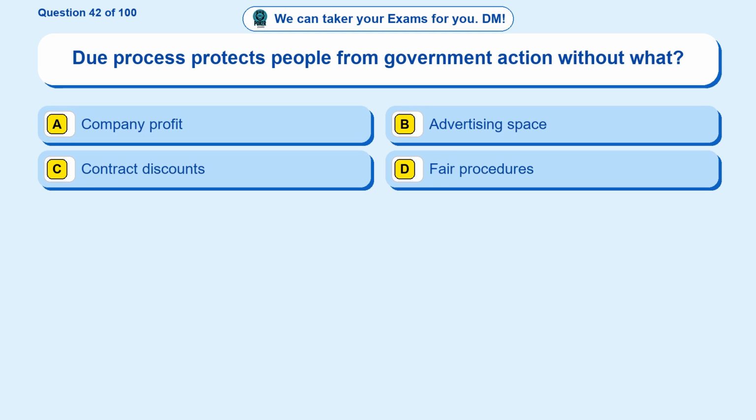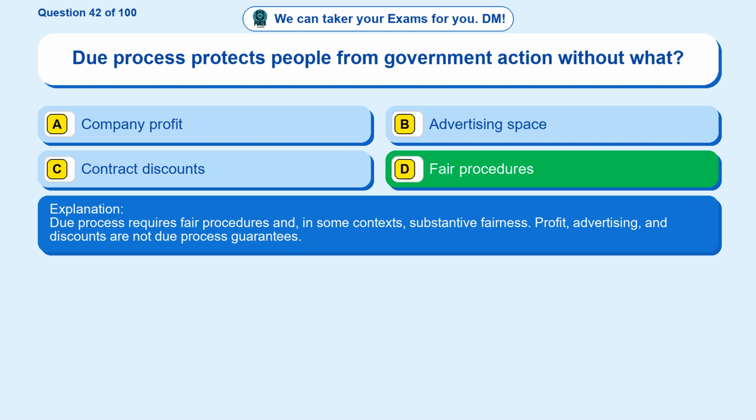Question 42. Due process protects people from government action without what? Option A, company profit. Option B, advertising space. Option C, contract discounts. Option D, fair procedures. The correct answer is option D. Fair procedures. Due process requires fair procedures and, in some contexts, substantive fairness. Profit, advertising, and discounts are not due process guarantees.